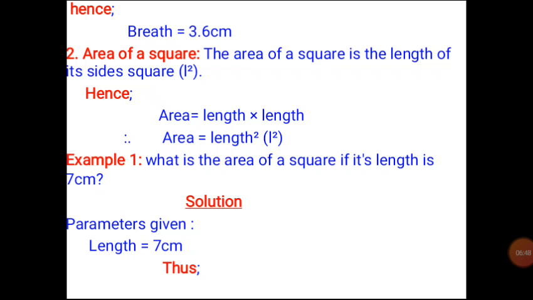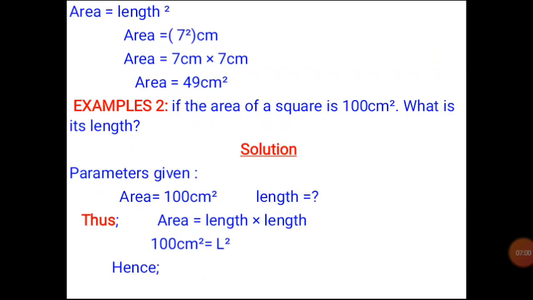Example 1. What is the area of a square if its length is 7 centimeter? Solution: the parameter given is the length, which is 7 centimeter. Thus, area equals length squared. Area equals 7 squared, where the length is 7, and 7 squared is 7 times 7, and that is 49 centimeter squared.